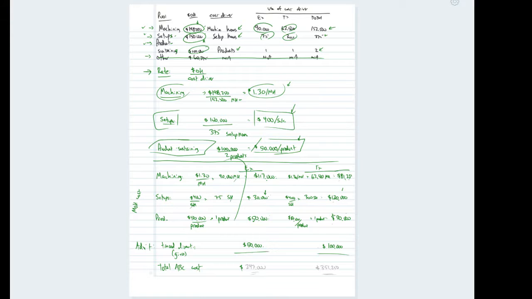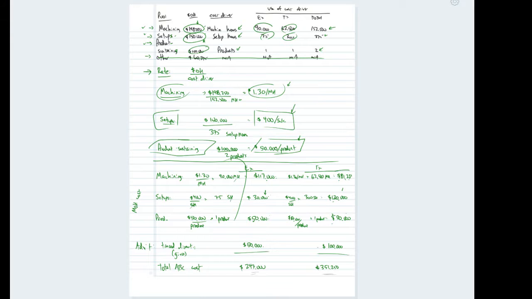And for the TX, 81 plus 120 plus 50 plus 100 gives us $351,250. That's the total ABC cost allocated. Now remember, the whole point of why we're doing activity-based costing is to come up with product profitability, which we're going to measure with this concept called product margin.